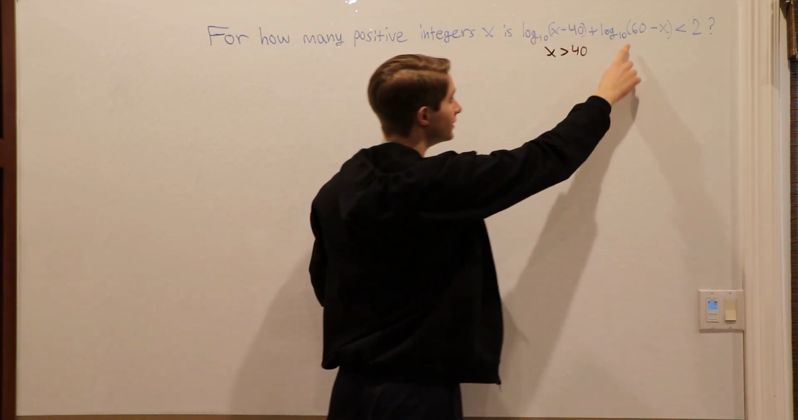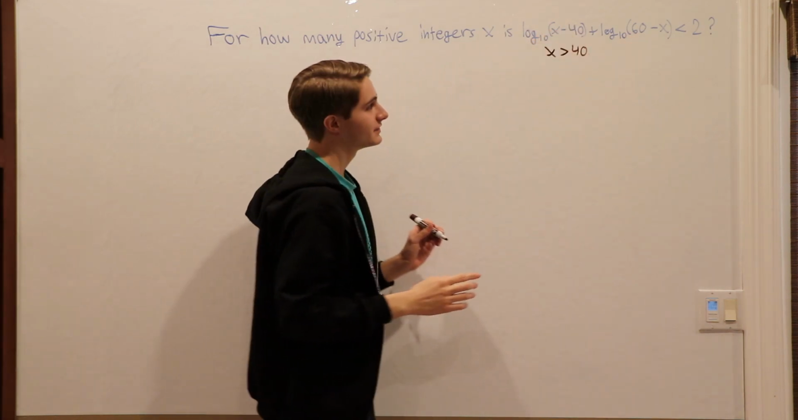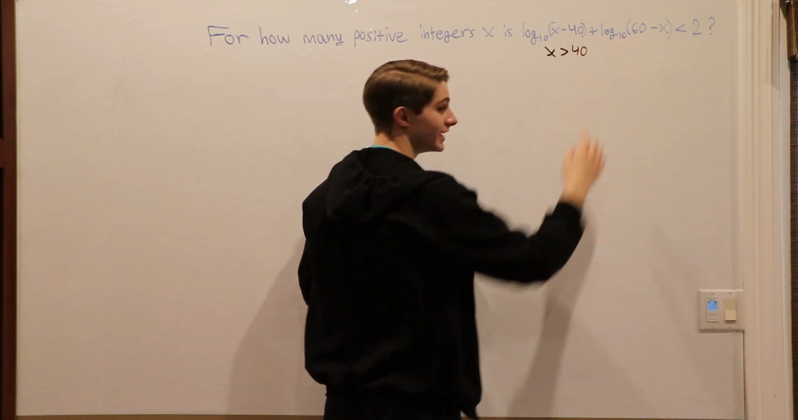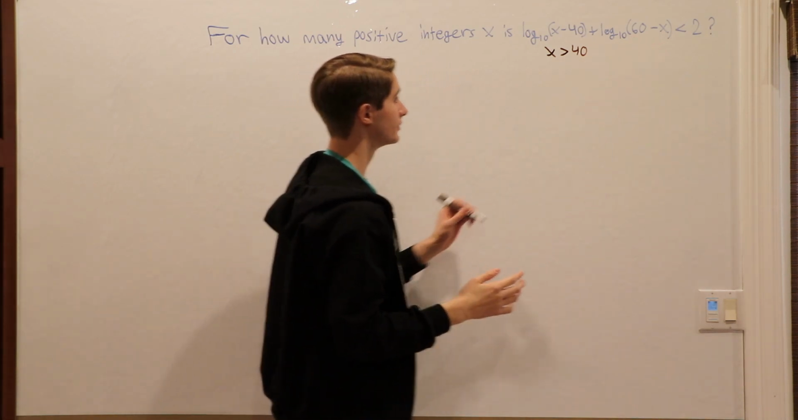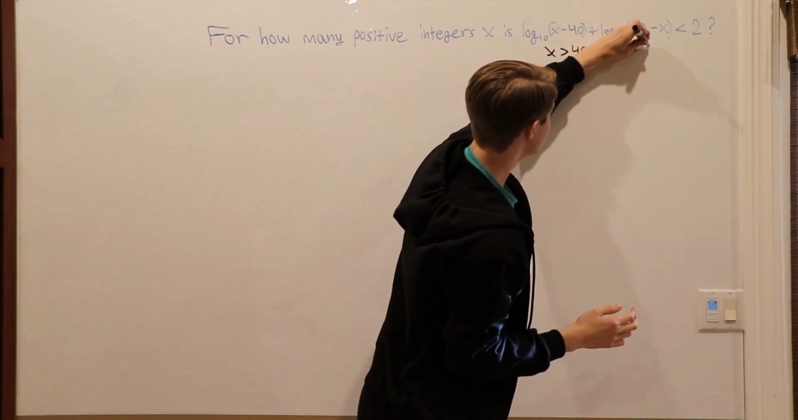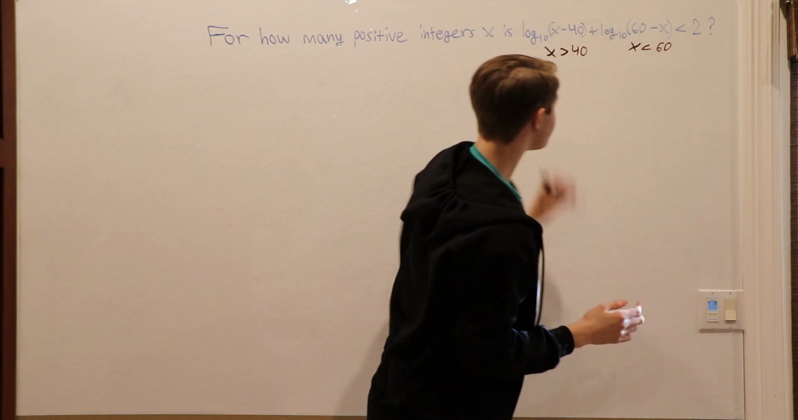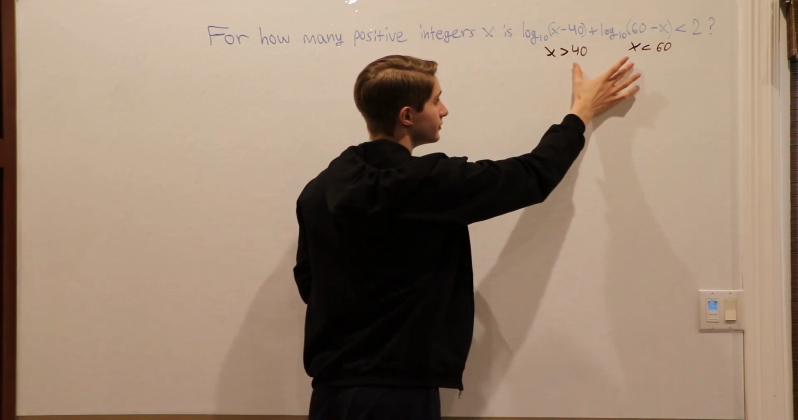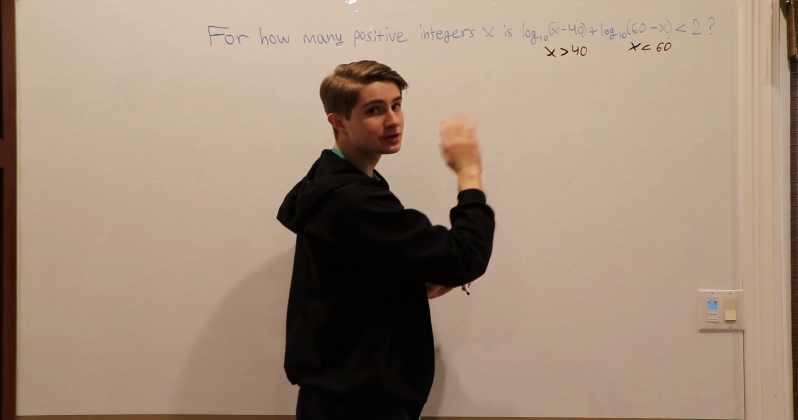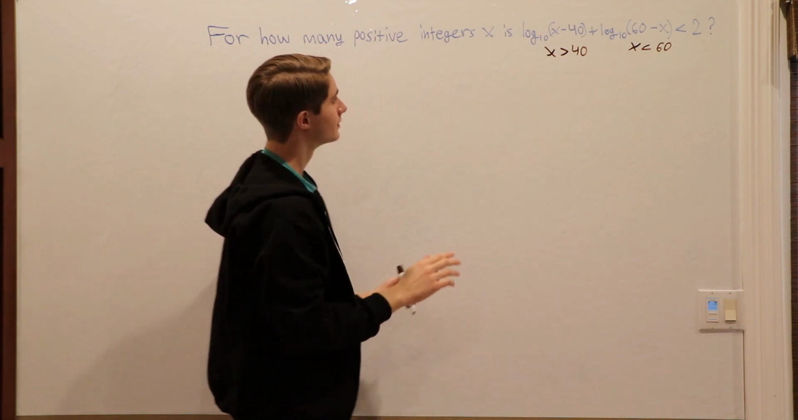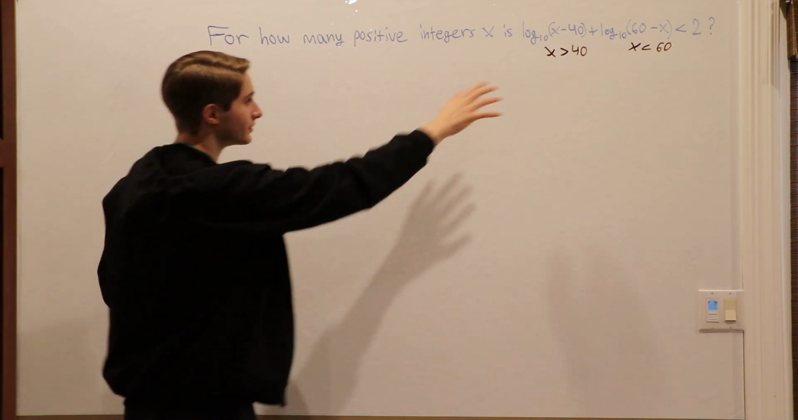And similarly, when we have 60 minus x here, we know 60 minus x also has to be greater than 0, which means that x must be less than 60. So these are the two conditions that we have before we start doing any multiplication. Now let's get into solving this inequality.